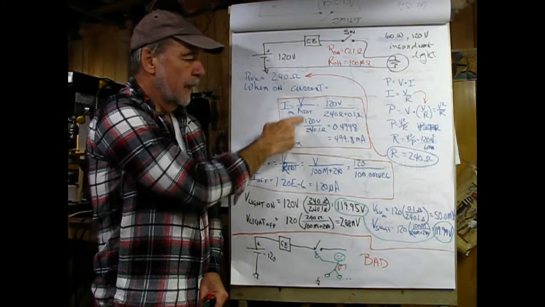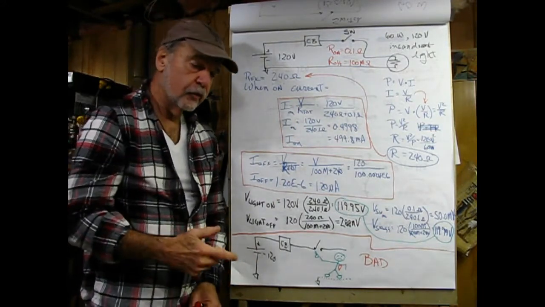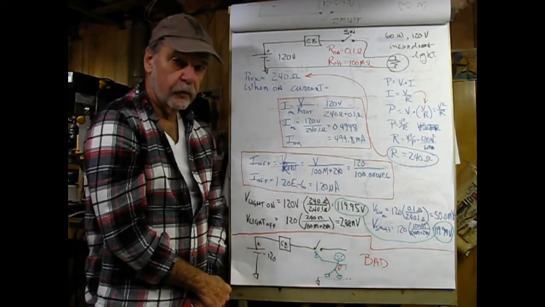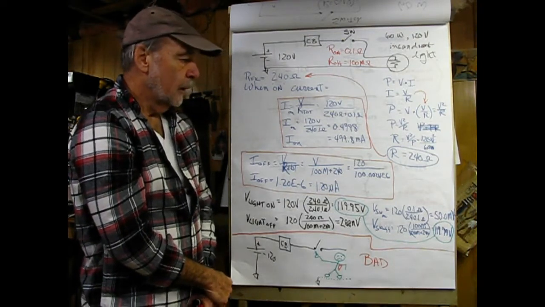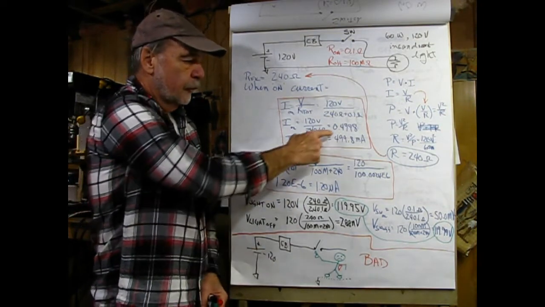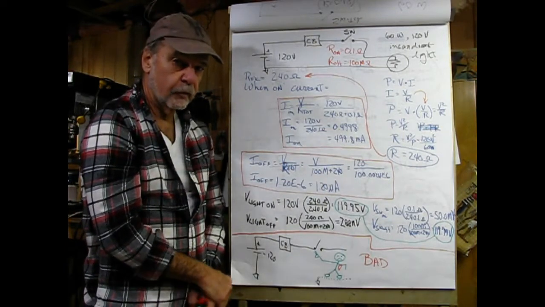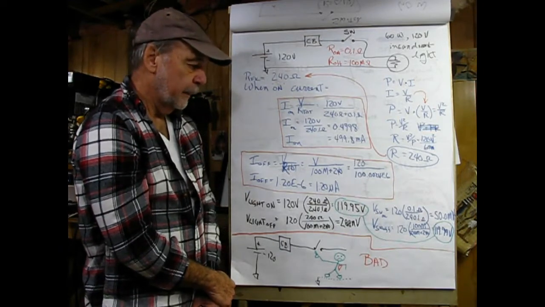So the current on is going to be equal to the voltage divided by the total resistance, because this is a series circuit. That would be equal to 240 ohms of the light bulb plus the 0.1 ohm of the switch, which will give us an on current of 499.8 milliamperes. So it's a little bit off the theoretically perfect half an amp.